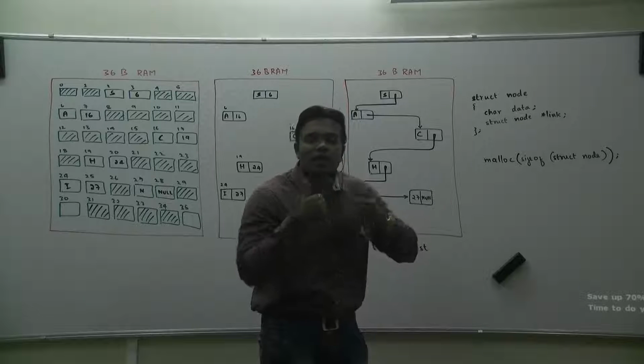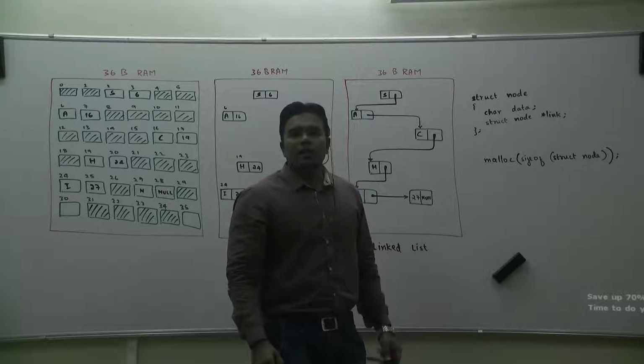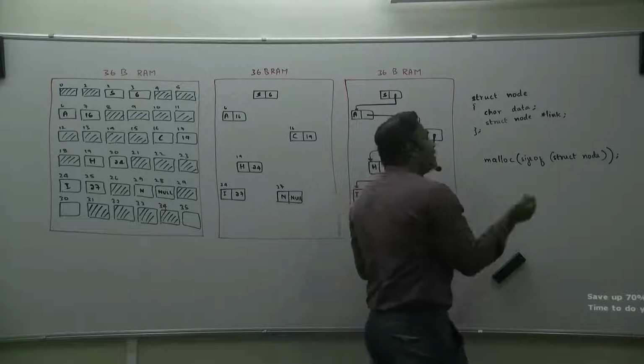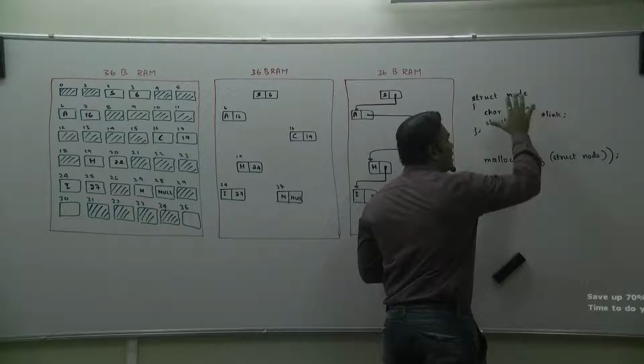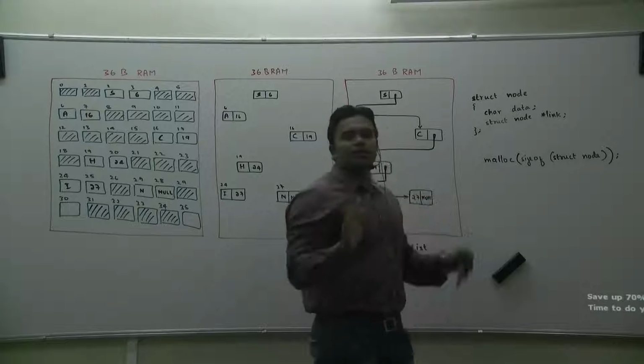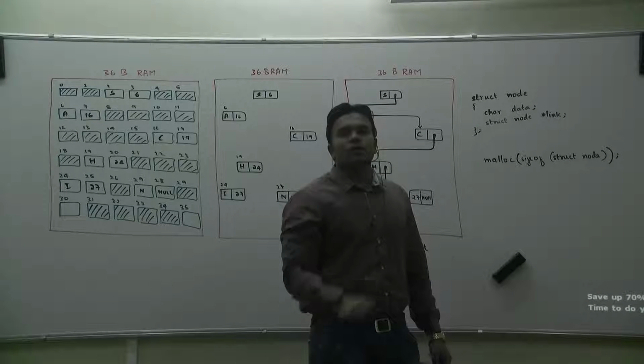Rather you leave that also to the OS. Tell the OS that please allocate memory. How much memory? There is one structure, there is one node. However much size is required for that, that much allocate. Like that you tell. That is an intelligent way of asking the OS to allocate memory.